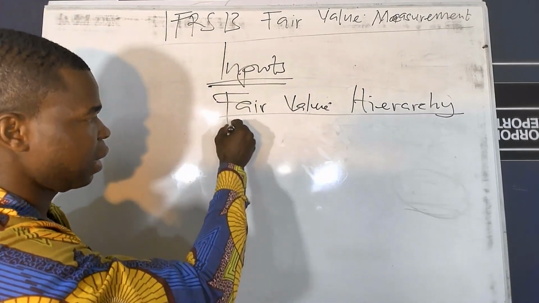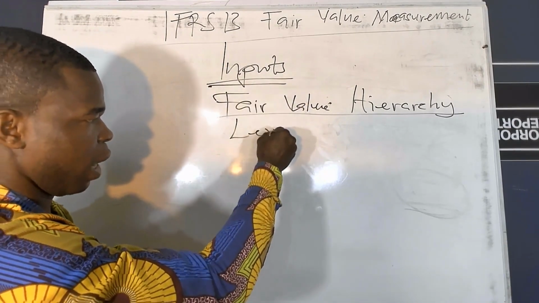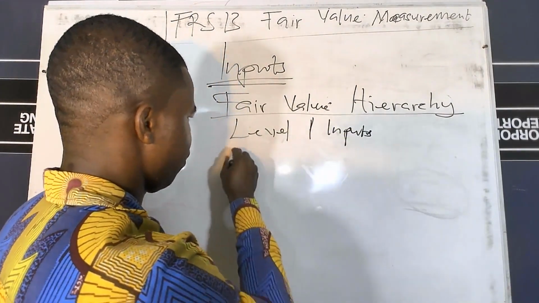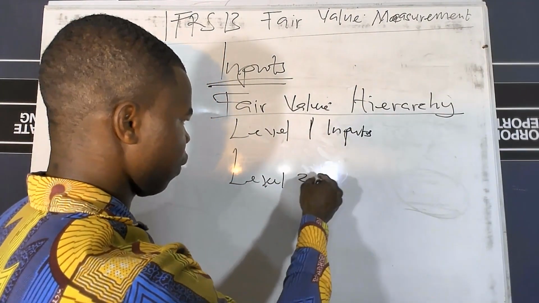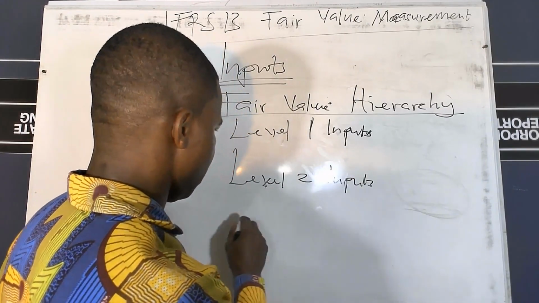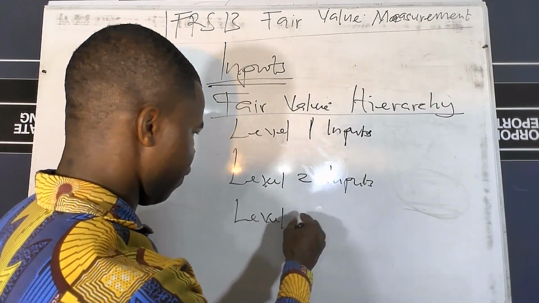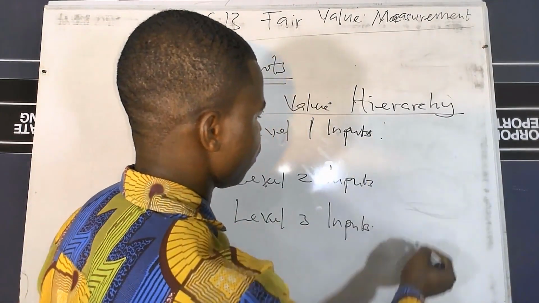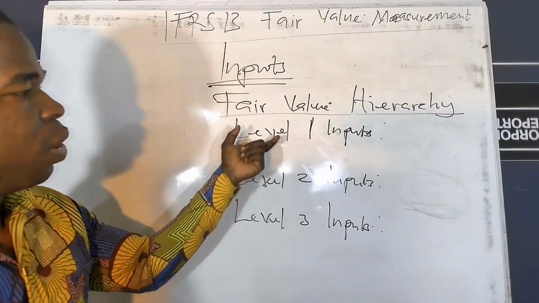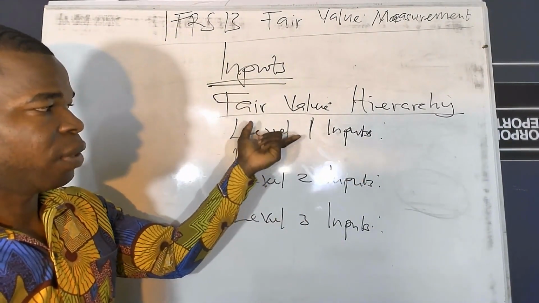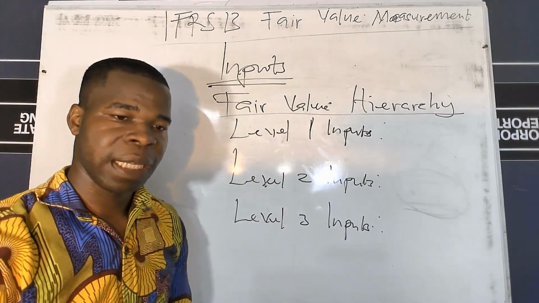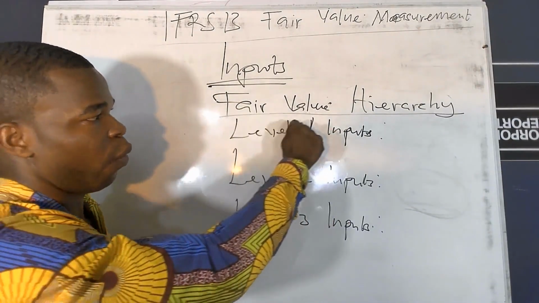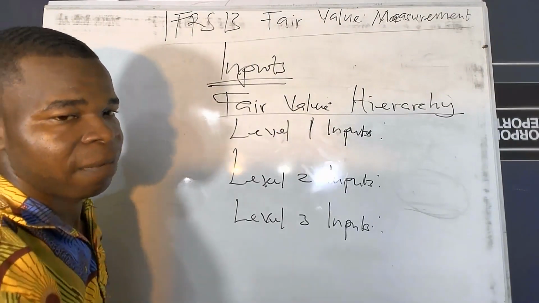So the standard says that we have level 1 input, level 2 input, and then level 3 input. Alright, so if an entity can use level 1 input, then it uses it. If it's not available, then we resort to level 2. That is what we call the fair value hierarchy, prescribed by IFRS 13.